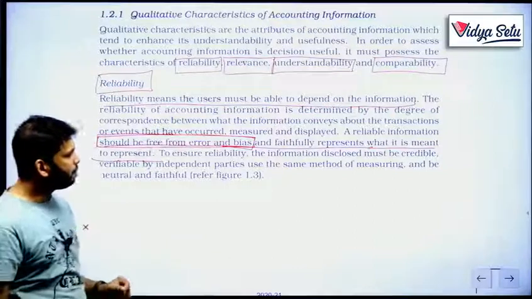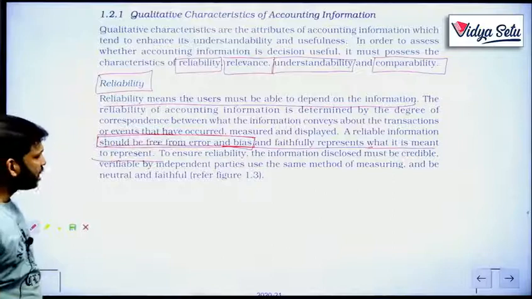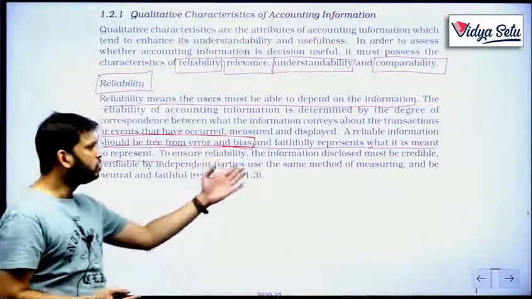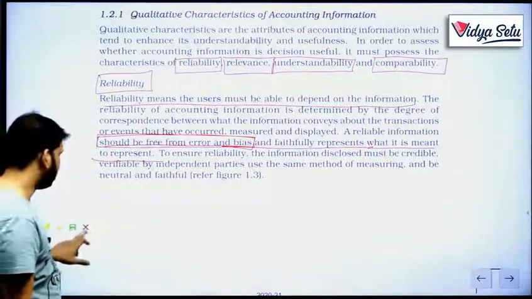To ensure reliability, the information disclosed must be credible, verifiable by independent parties, use the same method of measuring, and be neutral and faithful.